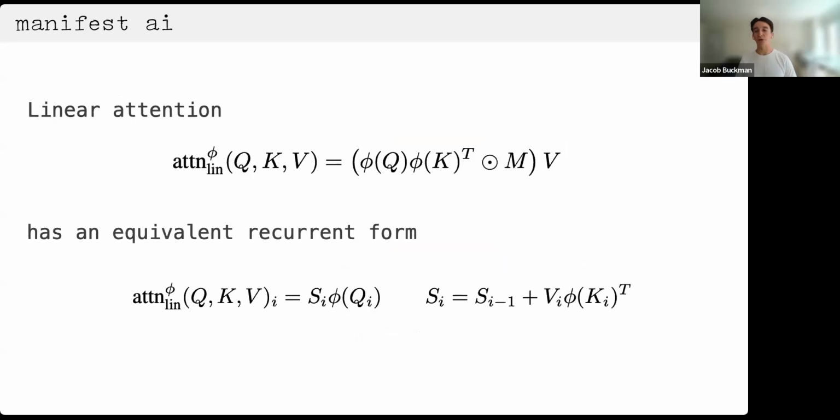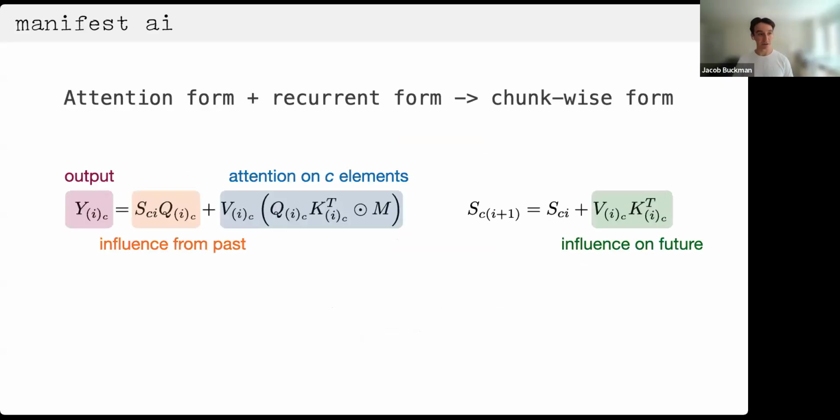It allows us to rearrange the computation into an equivalent recurrent form given on the bottom. The algebra here is actually pretty straightforward, so I'm not going to include it here. It's in our paper and a lot of other places on the internet if you are interested. But the upshot here is if you have something that has both an attention form and a recurrent form, it also has what we would call a chunkwise form.